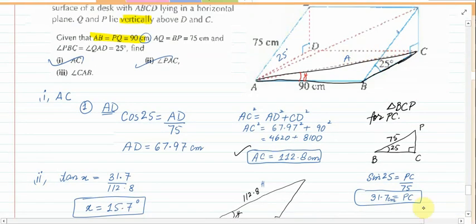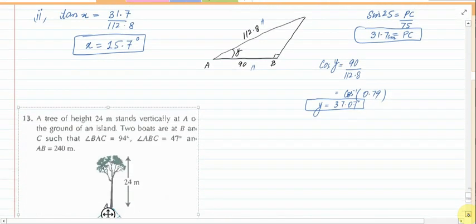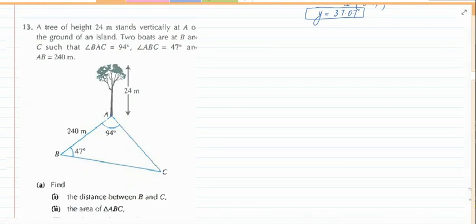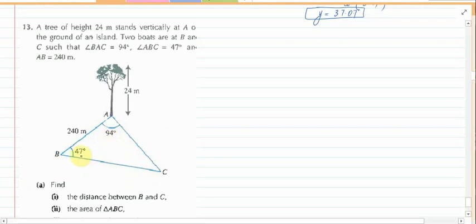Now after question number 7, I am going to question number 13. 8, 9, 10 we are going to cover in the next class. So question number 13, basically I gave this question just for a revision of what we had studied in the last 2 to 3 classes, right? So the solution of this question I expect from your side. It says a tree of height 24 meters stands vertically at O on the ground of an island. Two boats are B and C such that BAC is 94, ABC is 47, and AB is 240. Find the distance between B and C.